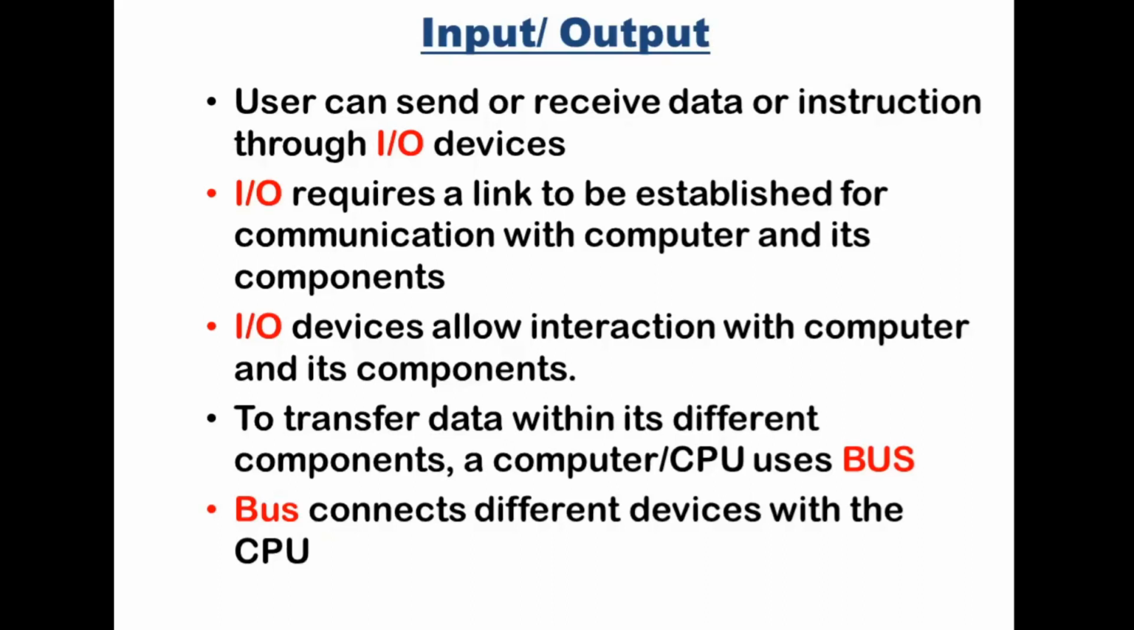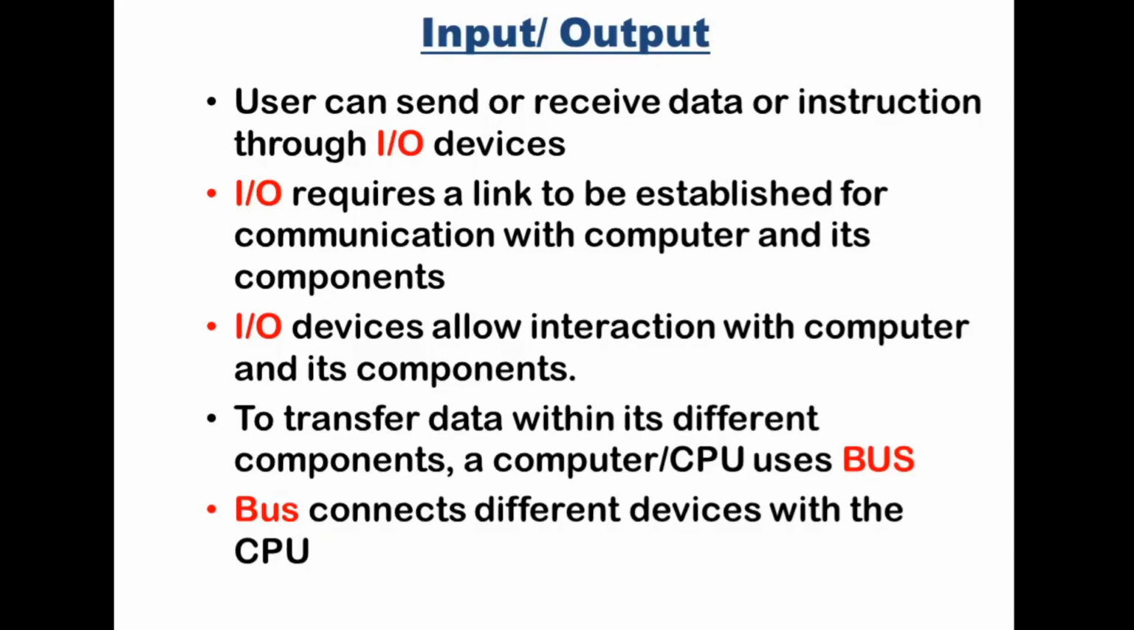So this I/O requires a link to be established for communication with computer and its components. Obviously, boys, when you want to connect two devices, there should be a link between these two devices. I/O devices allow interaction with computer and its components. This is very obvious, what is the basic function of the I/O devices. These allow the interaction with the computer system and its components by the user and the CPU itself.